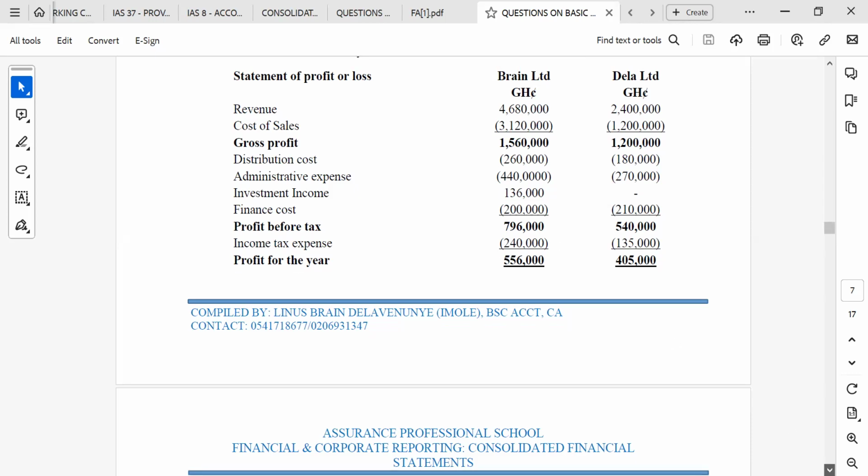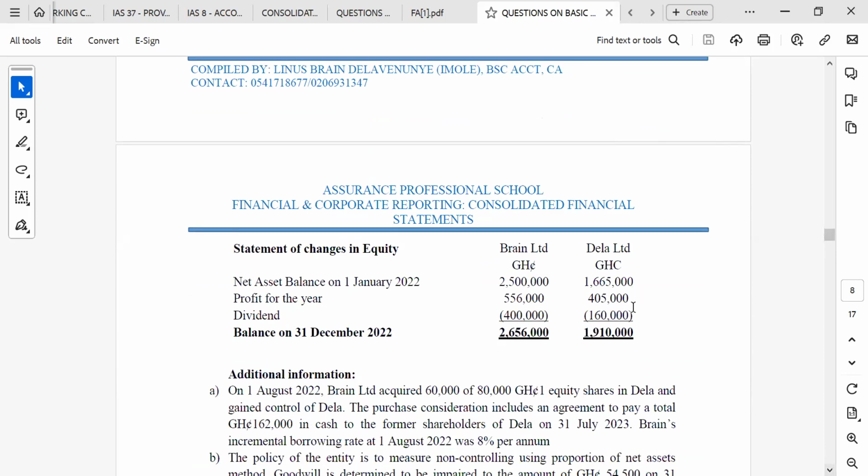So let's go and find the portion of the dividend that we are receiving. What is the total dividend paid by the subsidiary? 160. 150. Okay. What is our percentage holding there?